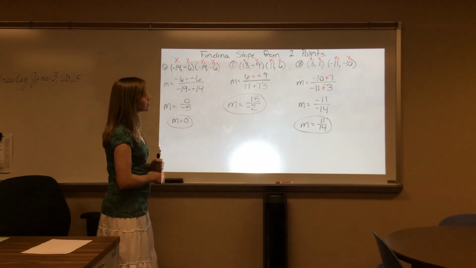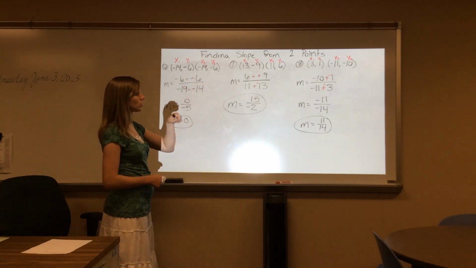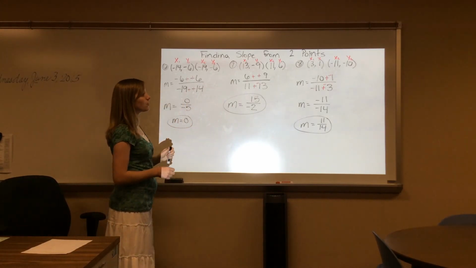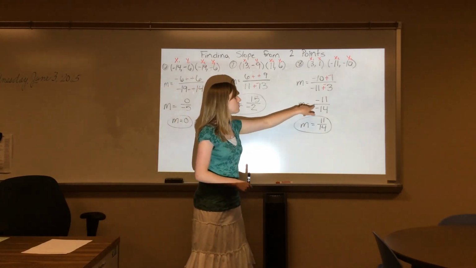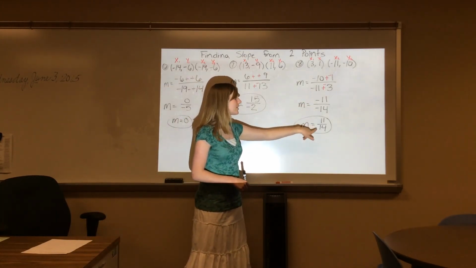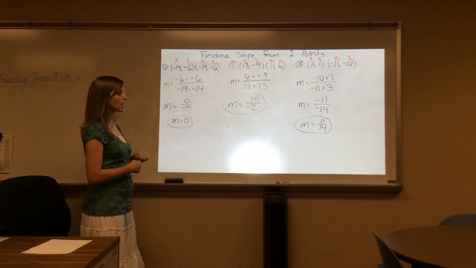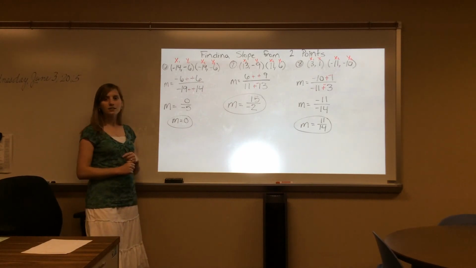And lastly, number 8, we should have negative 10 plus negative 1 when you change it, over negative 11 plus negative 3, which gives you negative 11 over negative 14. And remember, a negative over a negative is a positive, even for fractions. So make sure that you change that because they will on the test. And that's the end of our lessons on finding the slope from 2 points.